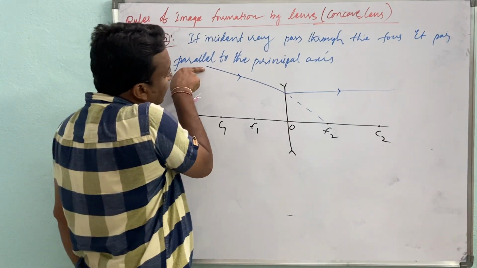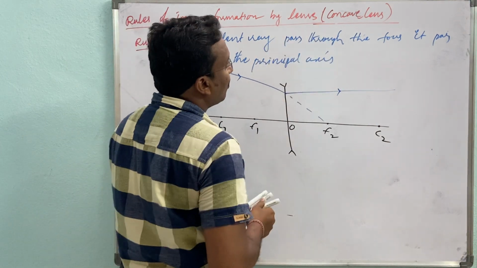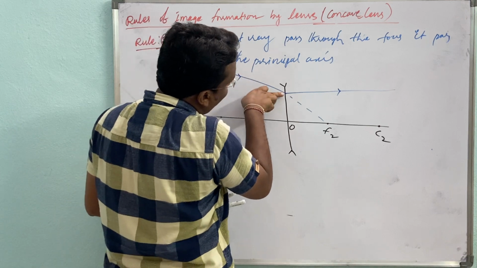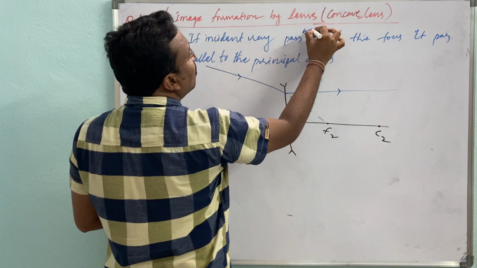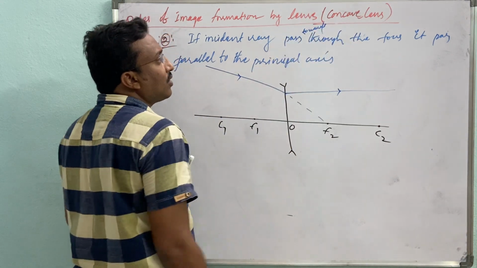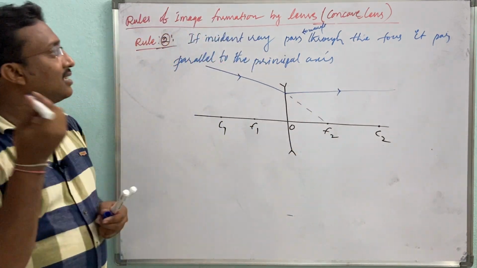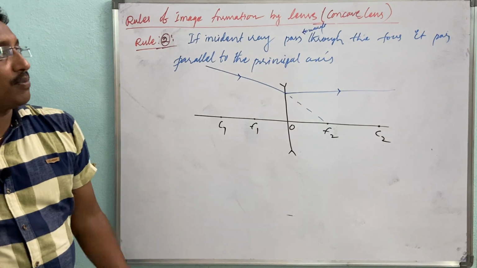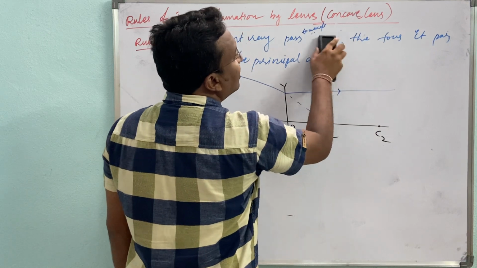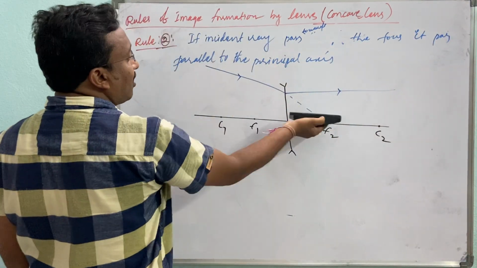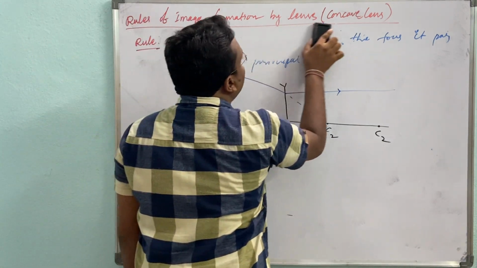It travels towards the focus, not directly passing through the focus, but it passes towards the focus, right? Or either you can write, if the incident ray is directed towards the focus, after refraction it passes parallel to the principal axis, right? If the incident ray was towards the focus, it is parallel to the principal axis after refraction. This is rule 2.